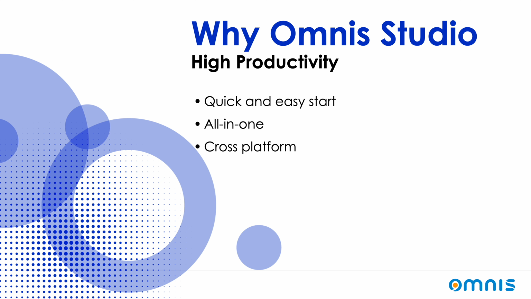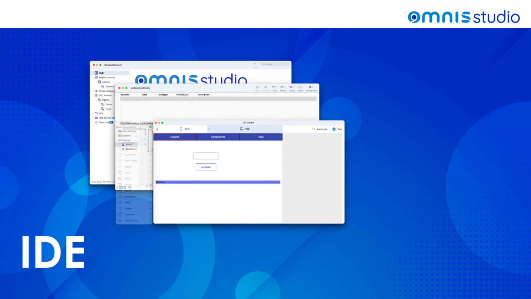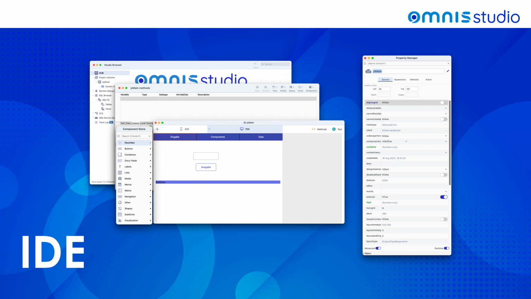Let's take a look at the Omnis Studio IDE. Here we can see 5 important windows for web development in Omnis Studio. To take them in order from the back, the Studio browser, the method editor, the design editor, and the component store. And on the right we can see the property manager.